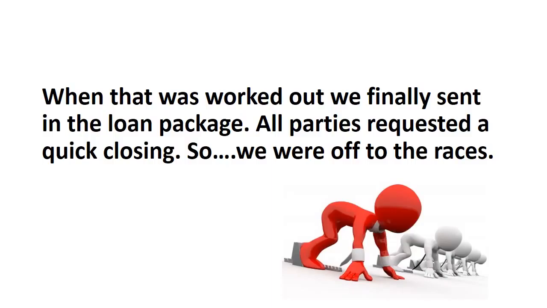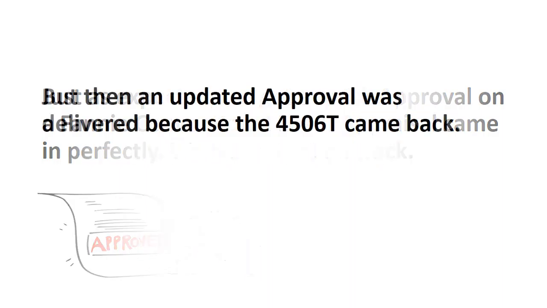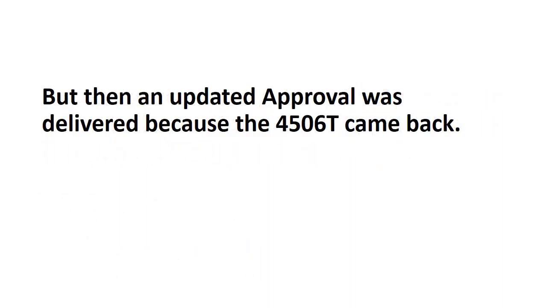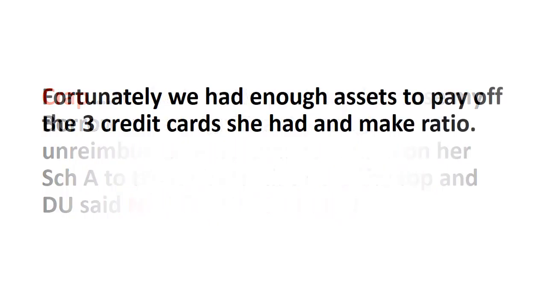All parties requested a very quick closing, so we were kind of off to the races. And just as expected, we got a quick approval on a Fannie conventional loan. The appraisal came in perfectly, and we were right on track for this. But then an updated approval was delivered because the 4506T came back. And yeah, crap. We had a ratio problem because my borrower had significant enough unreimbursed employee expenses on her Schedule A to throw her ratios over the top. And DU said, not going to happen.